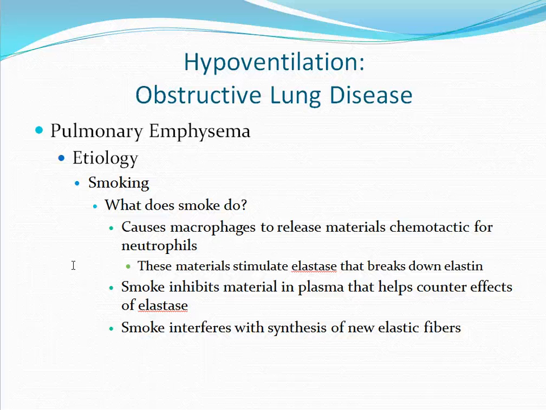Now, what does the smoke do? The main thing it does is deposit particles in the lungs. Once these particles are deposited, they cause the macrophages to release materials that are chemotactic for the neutrophils. These materials also stimulate an enzyme called elastase that ends up breaking down elastin. Smoke inhibits material in the plasma that would normally counter the effects of elastase. And also smoke interferes with the synthesis of new elastic fibers, so it impedes the repair process.